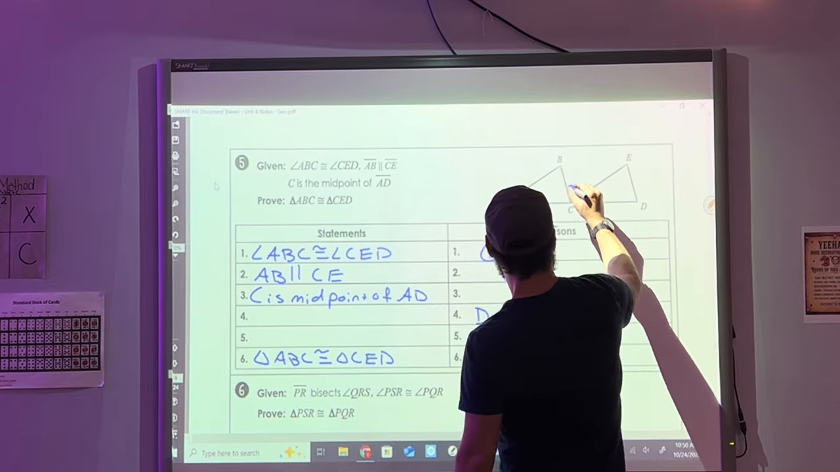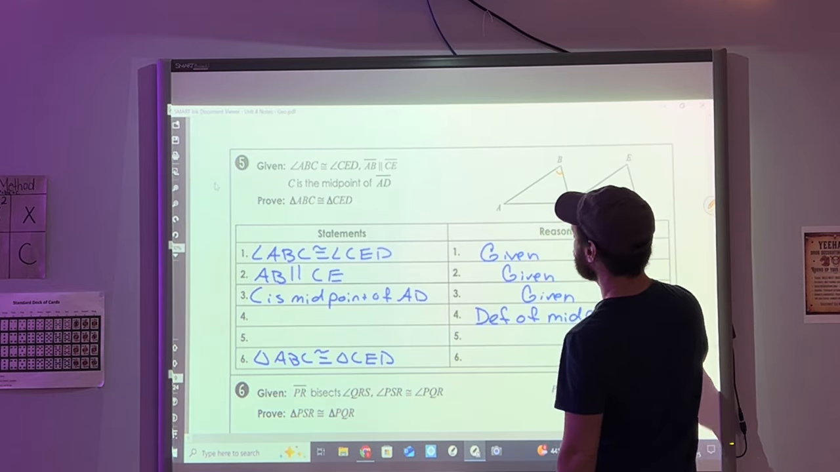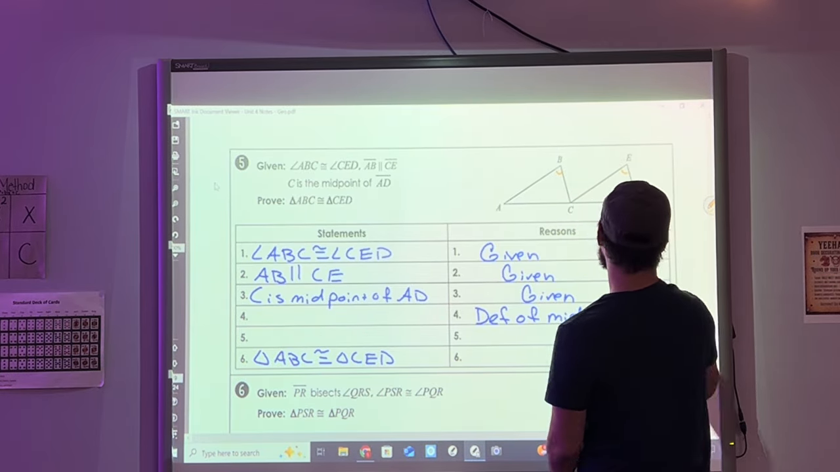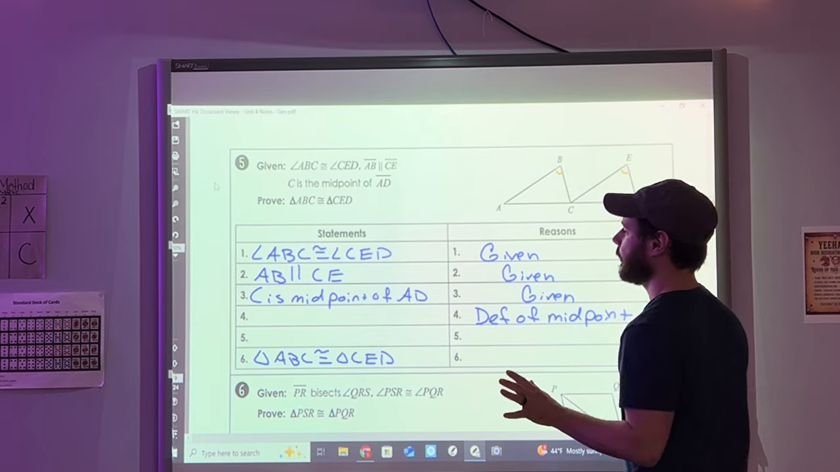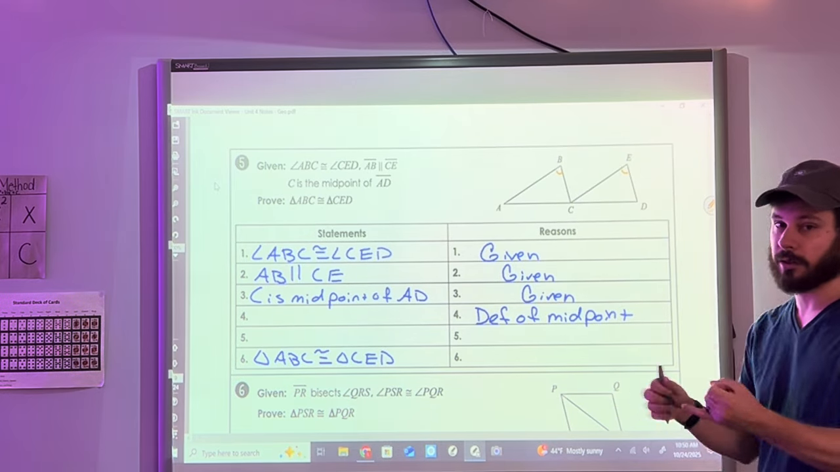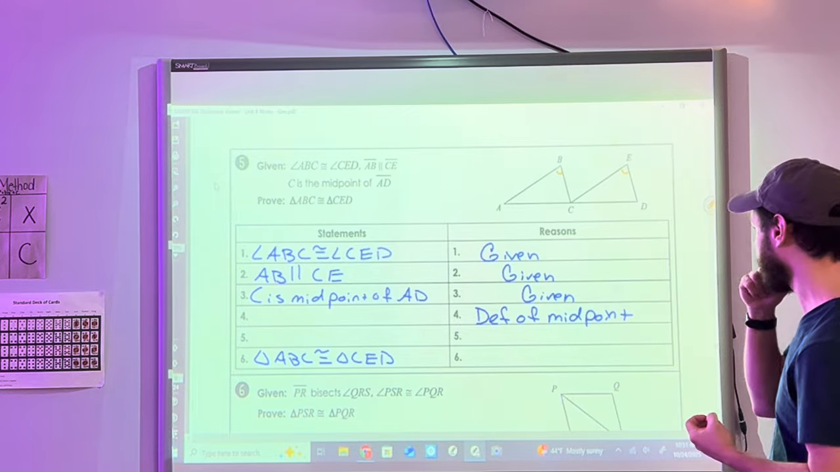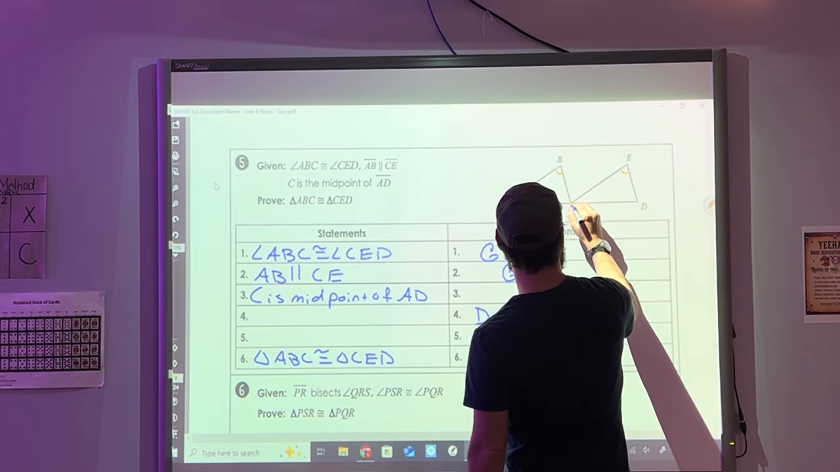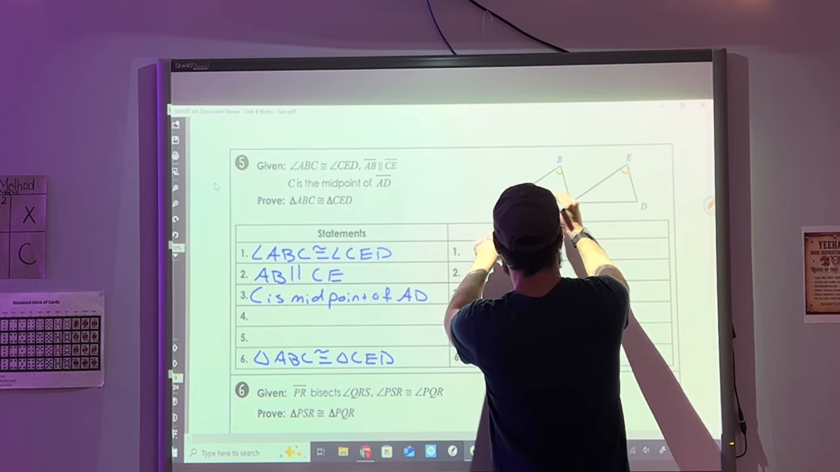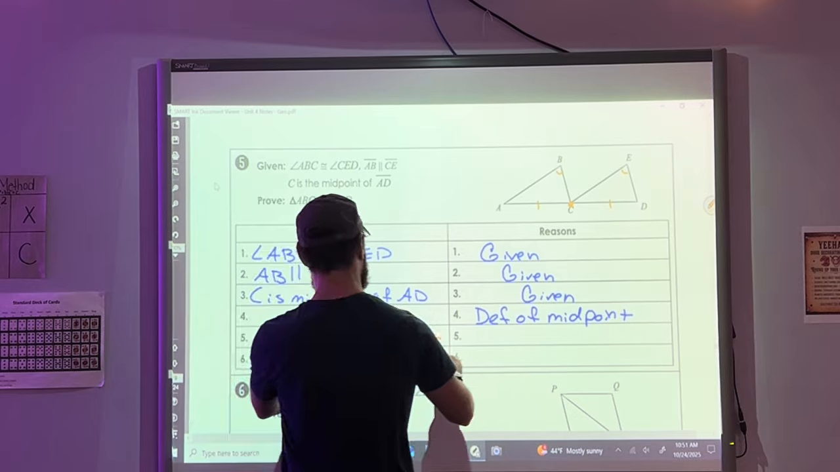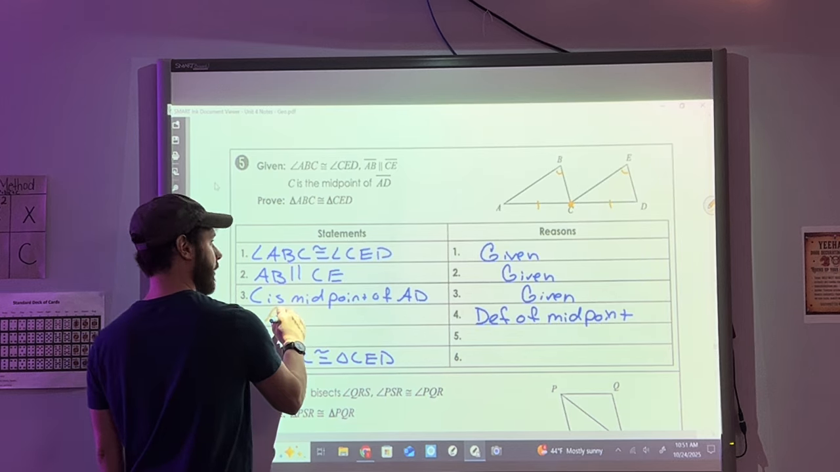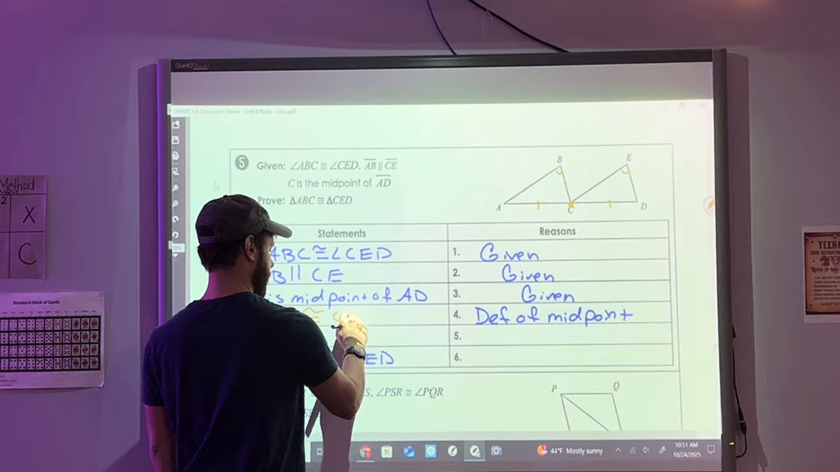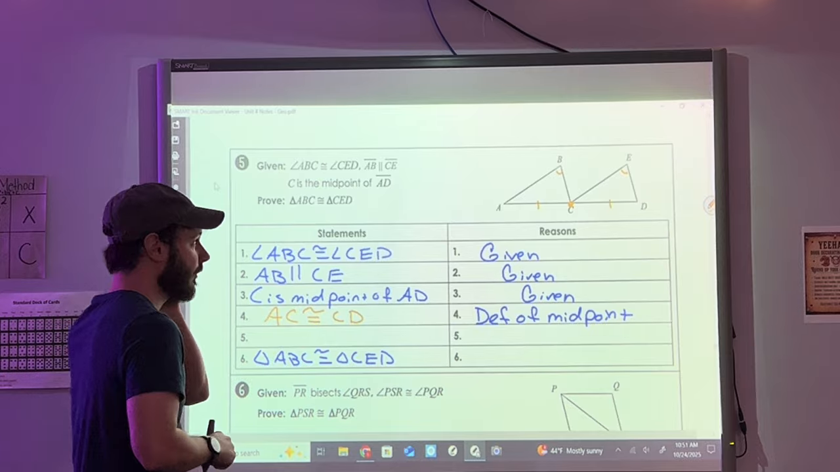ABC. This angle is gonna match CED, that angle. I'm gonna have some parallel lines. Okay, I'll get to that in a second. Parallel lines are probably looking at alternate interior or maybe corresponding. But C is the midpoint of AD. So I'm gonna say, for my definition of midpoint, AC is congruent to CD. Okay.